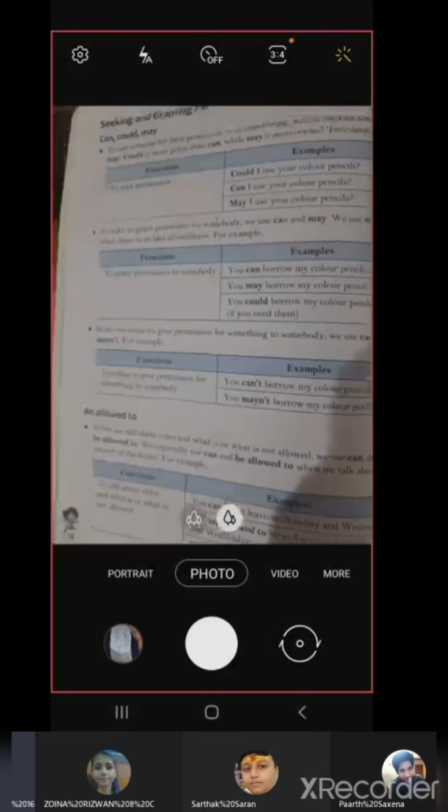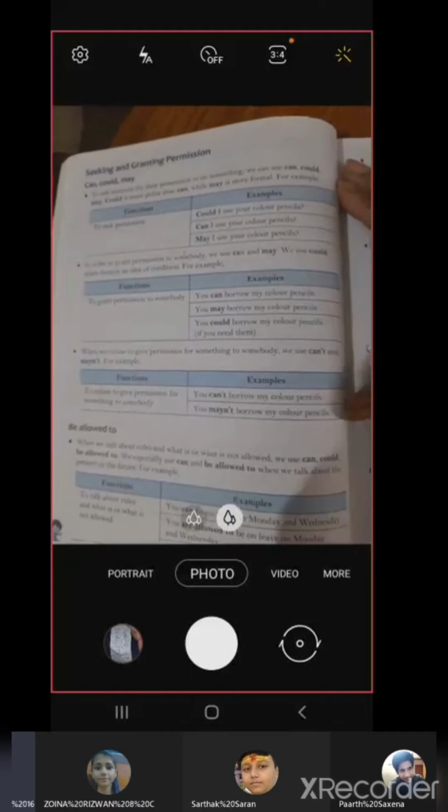Now the words when you are asking for a permission, these are the words that you refer to when you take permission.